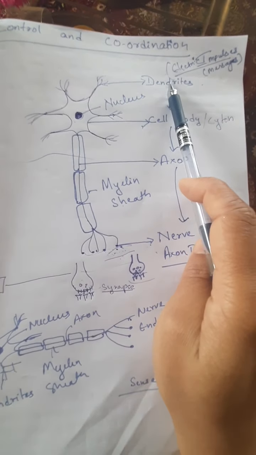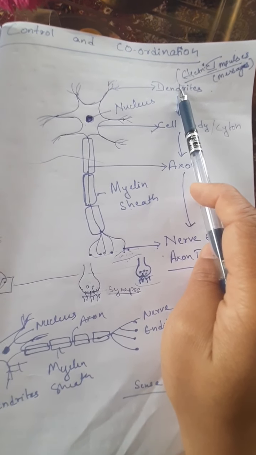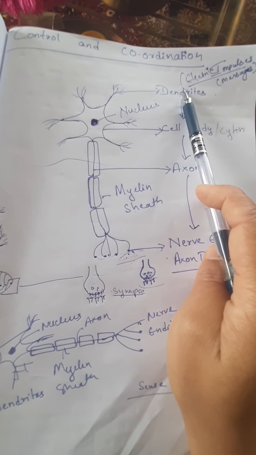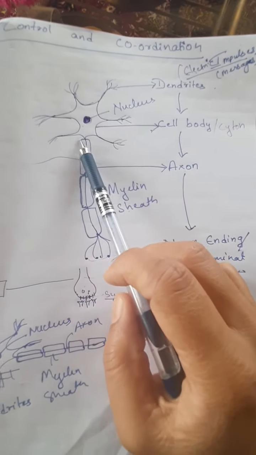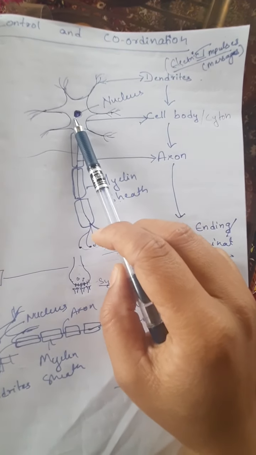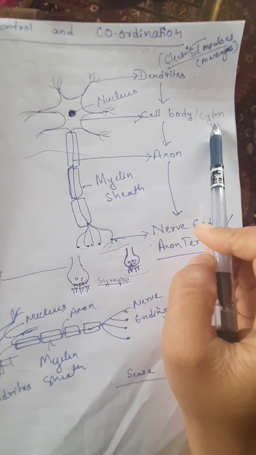Don't forget, these dendrites present in the neuron acquire the information. That is, they firstly collect the information. Then here is a somewhat star-shaped structure that is called the cell body or cyton.